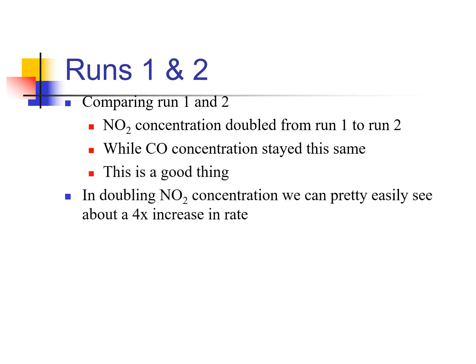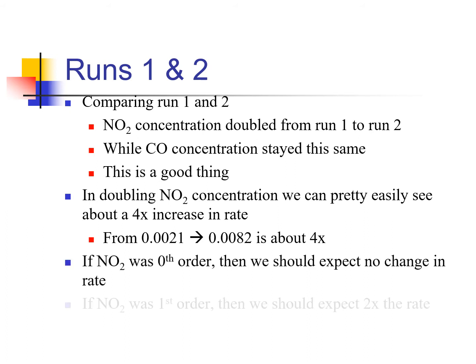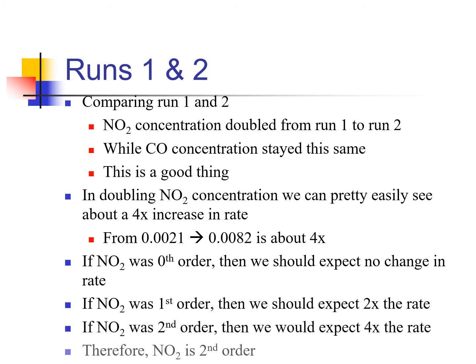And what we can see is that that quadrupled the rate. So again, we went from 0.0021 to 0.0082. Personally, what I like to do, I just grab my calculator and divide the 2, just to see what that multiplier is. So because it had a 4 times increase with a doubling of NO2, that tells me we would expect second order. So the NO2's exponent is second order.